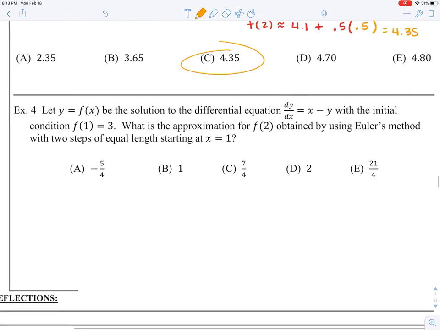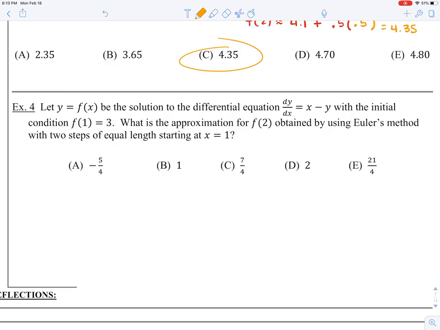I've got one for you guys to try. It gives you a differential equation. It gives you an initial condition. It tells you 2 steps, and you're going to end up at f of 2. So maybe give this one a try and see how it goes. And that's pretty much it.